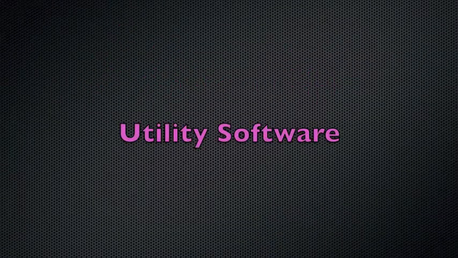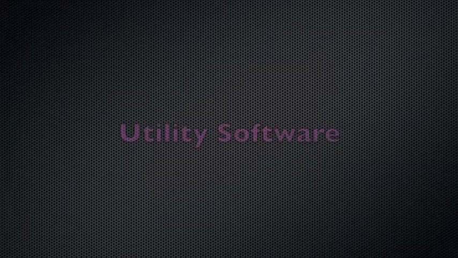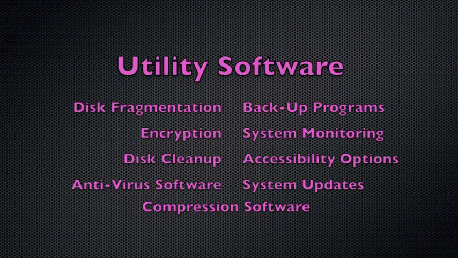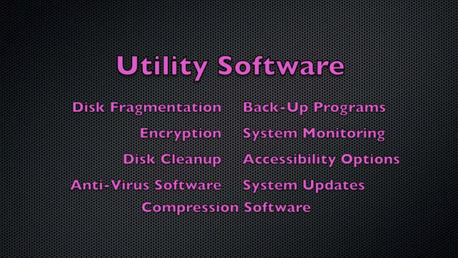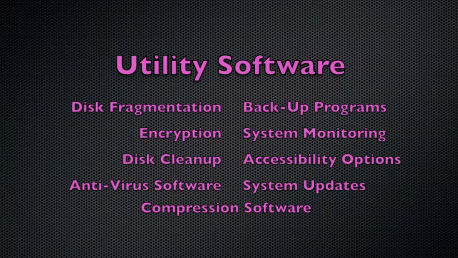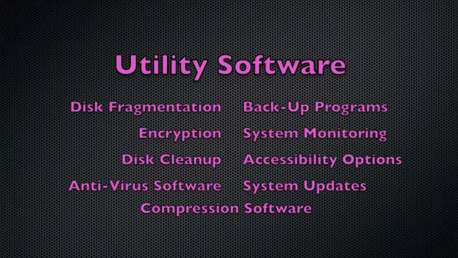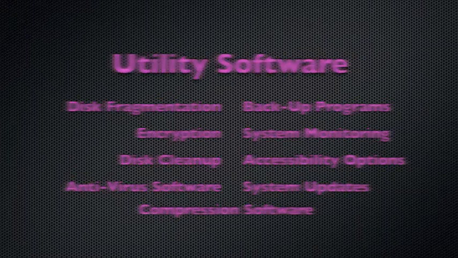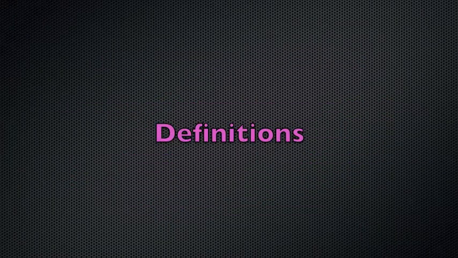Utility software is the basic software included with operating systems to perform common tasks. These tasks help to manage and maintain the computer. Examples of utility software are disk defragmentation, backup programs, encryption, system monitoring, disk cleanup, accessibility options, antivirus software, system updates, and compression software. Let's go over this important vocabulary.